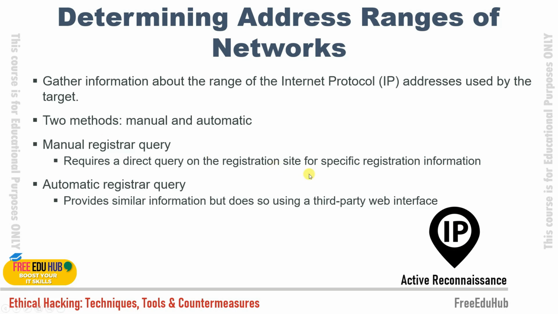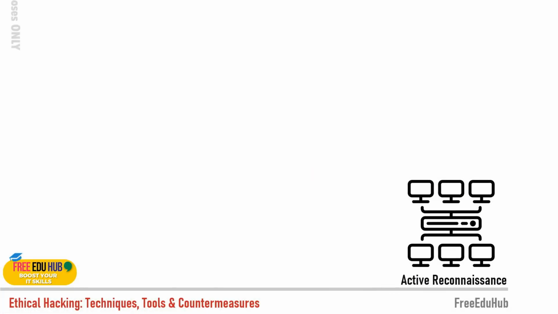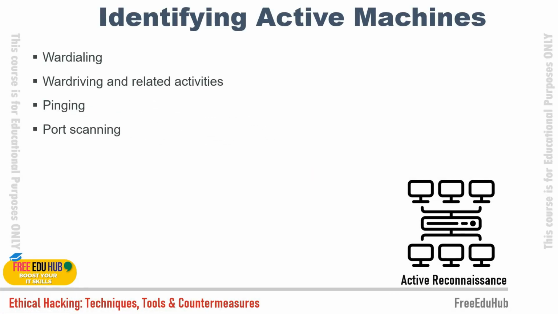Next step is to identify the active machines. Now, in order to identify the active machines, there are lots of different techniques which are used. First of all is war dialing, then we have wardriving and related activities, then we have pinging and port scanning.